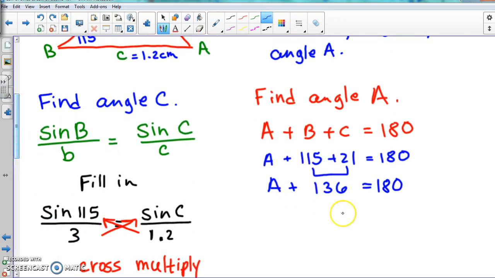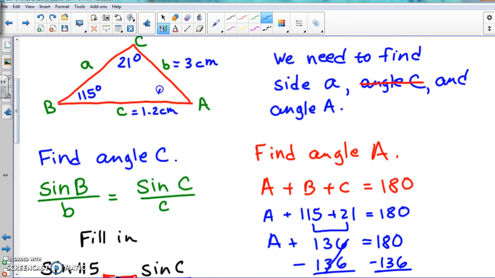Alright, so then we subtract 136 from both sides. And what do we get? Let's see, that's 44 degrees. Let me go and subtract that really quick to make sure. Yep, 44 degrees. So that is angle A. So angle A is done.